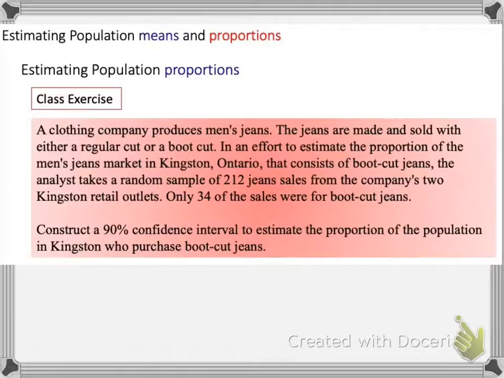Let's do another example. A clothing company produces men's jeans. The jeans are made and sold with either a regular cut or boot cut. In an effort to estimate the proportion of the men's jeans market in Kingston, Ontario, that consists of bootcut jeans, the analyst takes a random sample of 212 jean sales from the company's 2 Kingston retail outlets. Only 34 of the sales were for bootcut jeans. Construct a 90% confidence interval to estimate the proportion of the population in Kingston who purchase bootcut jeans.